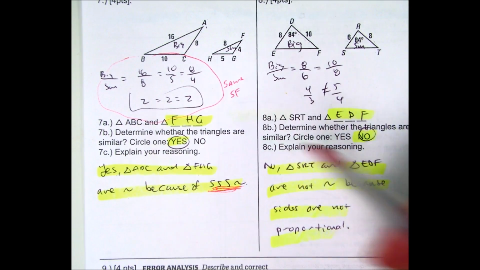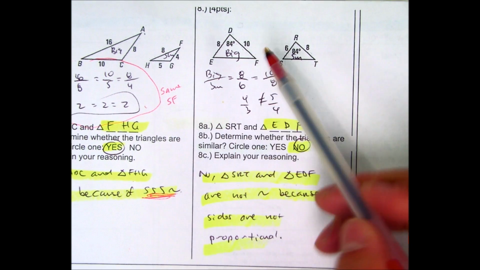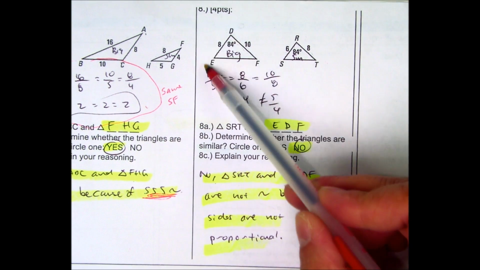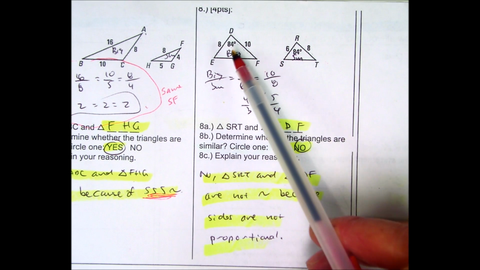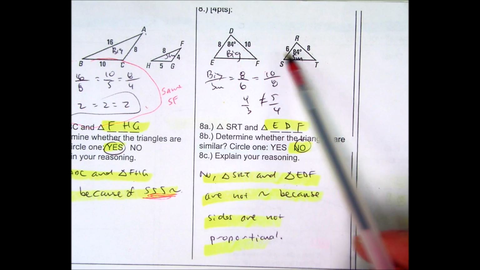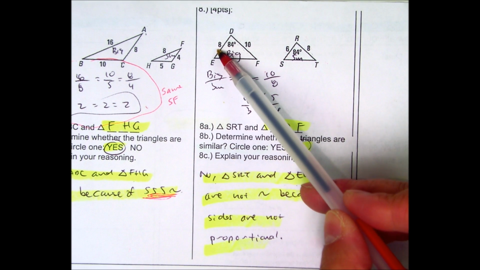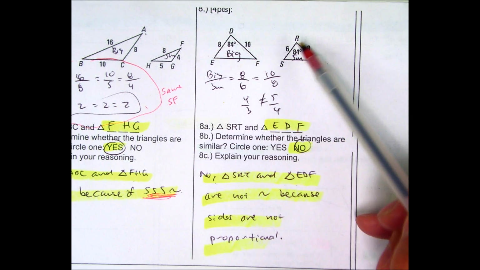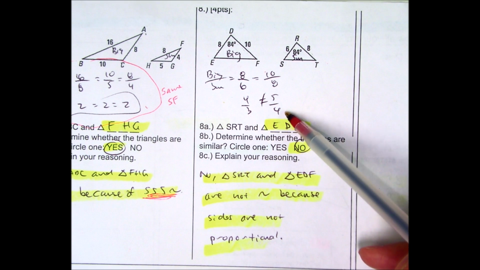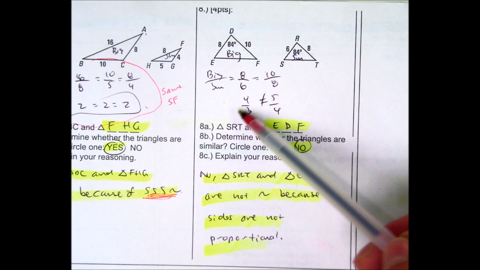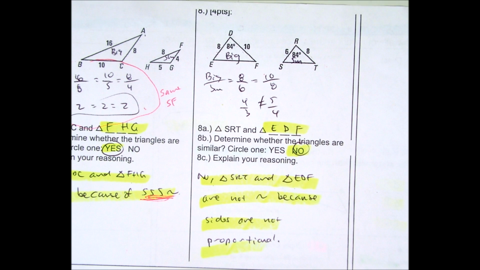The reason why that's important is because a lot of you missed this question, SRT and EDF. A lot of students wrote SAS. But SAS is incorrect because the sides are not proportional. 8 to 6, 10 to 8. If you reduce them, 4/3 is not the same as 5/4. They're not the same exact number, which means the triangles are not similar because they are not proportional.